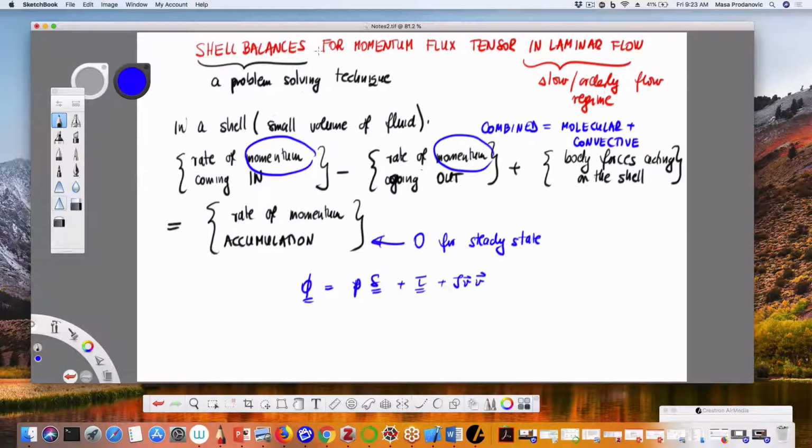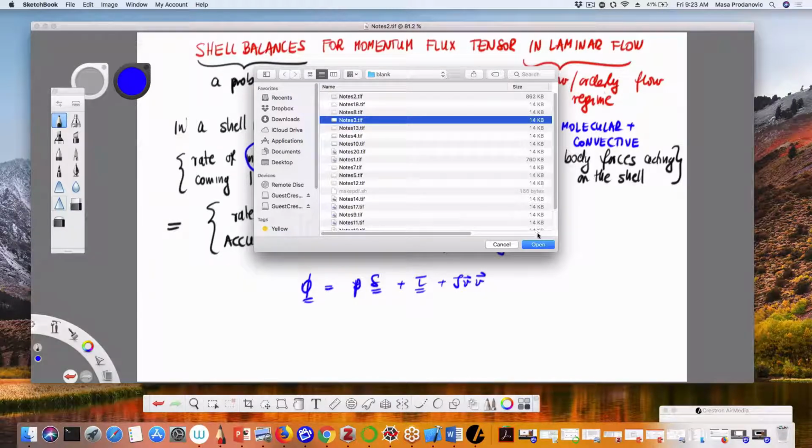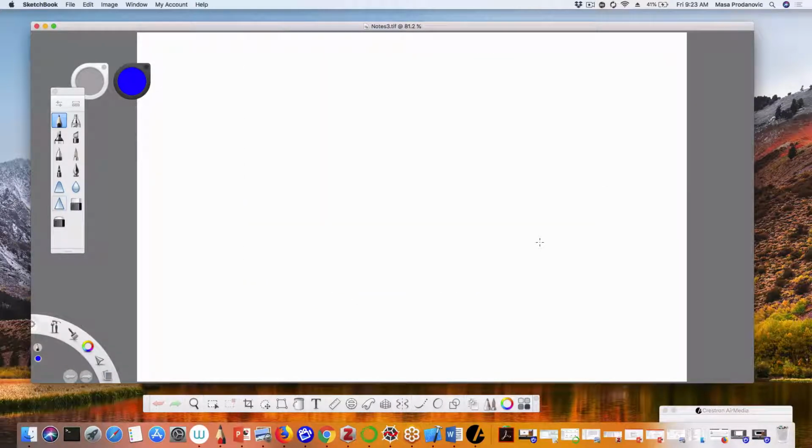All right, so I want to do a drawing and start solving, so I'm going to start a new page here. Okay, so let's do a problem. This problem is our first example and the simplest one. It is the steady laminar flow of a Newtonian fluid down a gently sloped wall. So we're going to call this the thin film example.